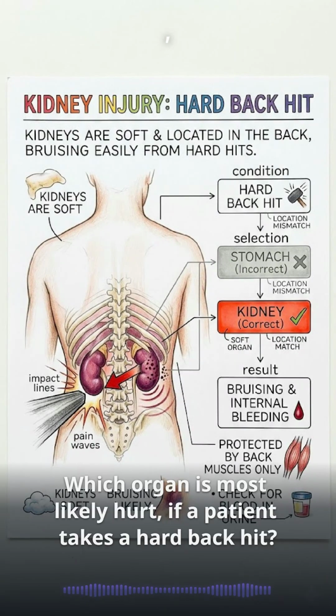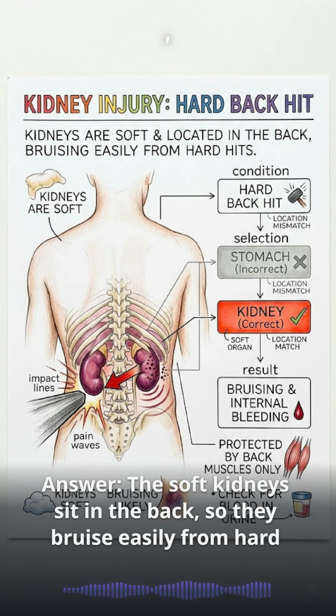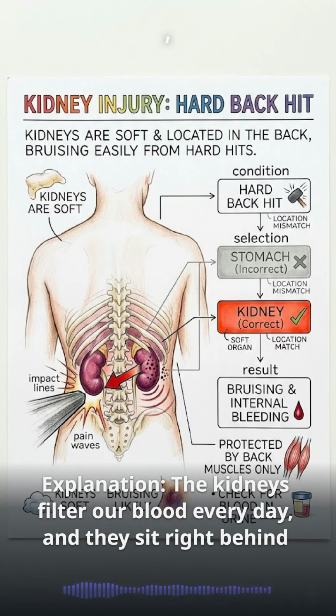51. Which organ is most likely hurt if a patient takes a hard back hit? The soft kidneys sit in the back, so they bruise easily from hard hits. The kidneys filter our blood every day, and they sit right behind the belly.